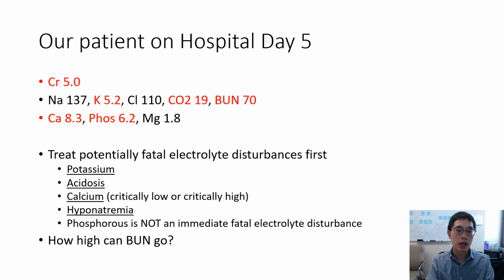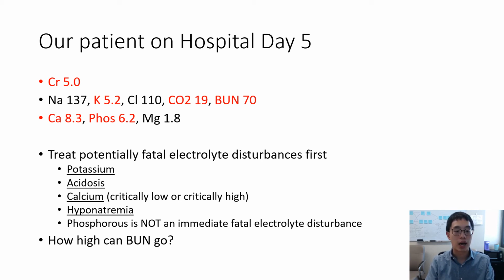So if we go back to our patient on hospital day 5, we have a creatinine of 5.0, potassium has gone up to 5.2, bicarb is 19, BUN of 70, calcium is 8.3, phosphorus is high at 6.2. And you're wondering, does this patient need dialysis or not? The first thing to think is, are there any of these electrolyte abnormalities that will kill the patient first? Those are the things that you need to treat immediately. So treat potentially fatal electrolyte abnormalities first.